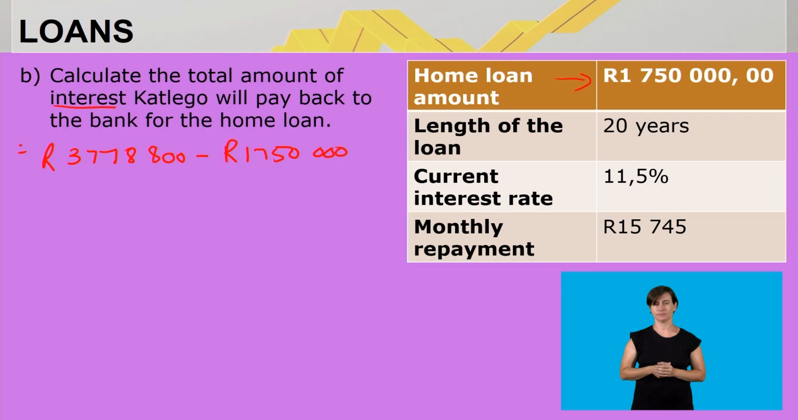So 3,778,800 minus 1,750,000. Let's see what that will give us. So that will give us a difference of 2,028,800 rand. And look at this, right? Home loan amount 1,750,000. So look at how much he's actually paying back in interest. So this 2,028,800 rand is the amount of interest. Are we all clear? Okay.